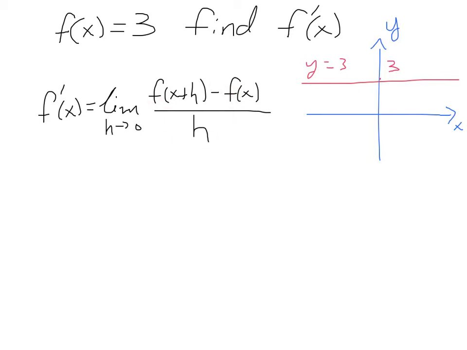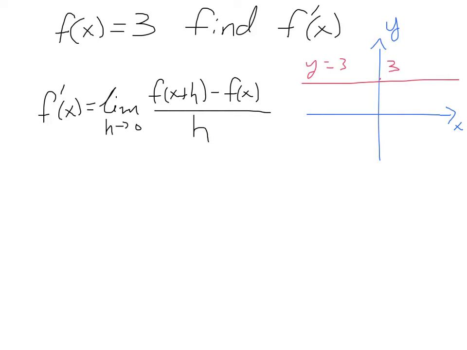Now notice that if we just put in 0 for h, you would get f of x minus f of x, that's 0, and you'd get 0 in the denominator, so you'd get 0 over 0, and that is called an indeterminate form. Whenever you see that with a limit, that means you have more work to do, essentially.